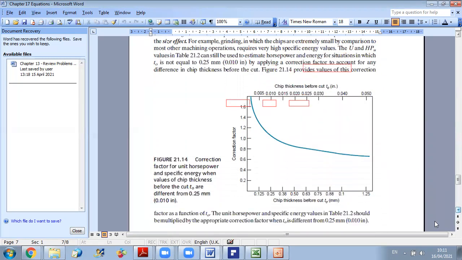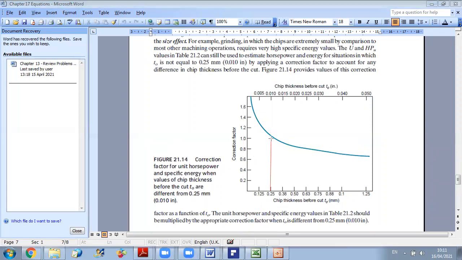We have this graph that will tell us that for different thicknesses, if you have a chip thickness different than 0.25, then you should multiply the U value you got from the table by the correction factor. And you can see in this graph that for 0.25, the correction factor will just be 1 because you can take the values as they are from the table. On the other hand, for example, if you have a chip thickness before cut of 0.5, then you should go to this graph to determine the correction factor.